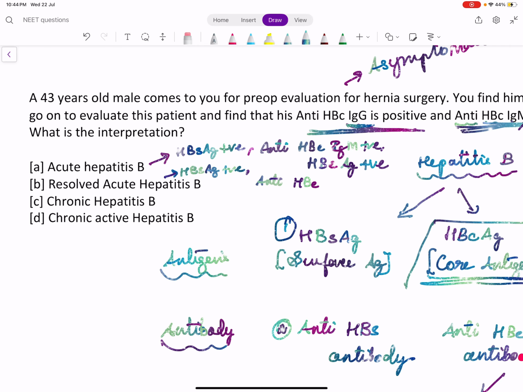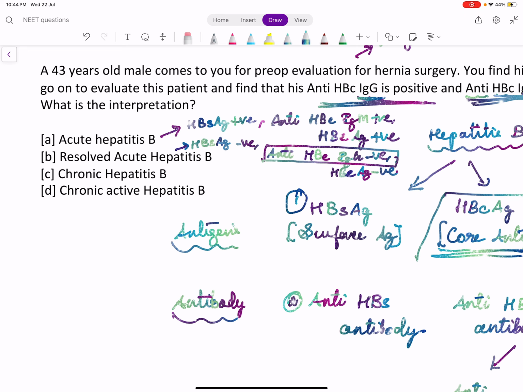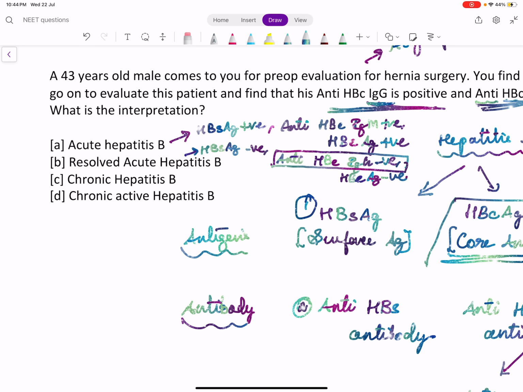So anti-HBC IgG will become negative. There is no active replication, so HBe antigen will be negative, right? But practically HBsAg also will be negative, because once resolution occurs, infection will not be there. So what is the telltale sign of infection? Only anti-HBC IgG will be positive. Okay, so as time goes on with resolution of acute hepatitis, HBsAg will become negative, anti-HBC IgG alone will be positive, HBeAg will be negative.